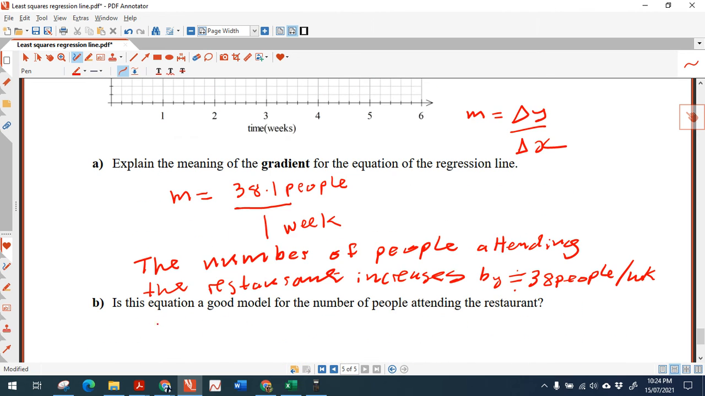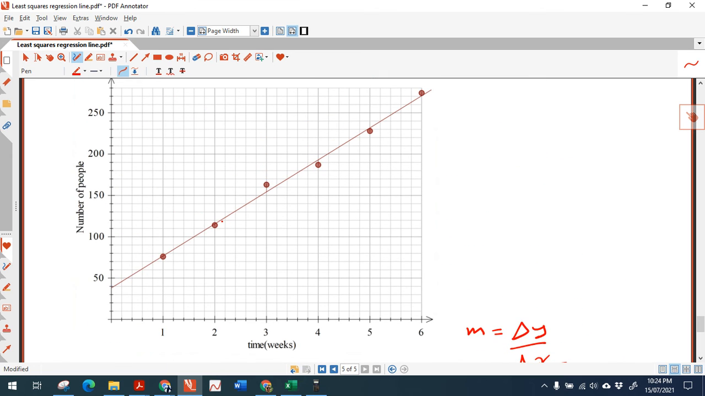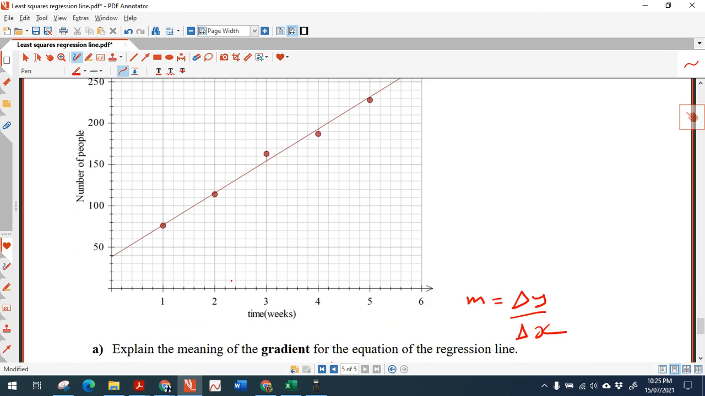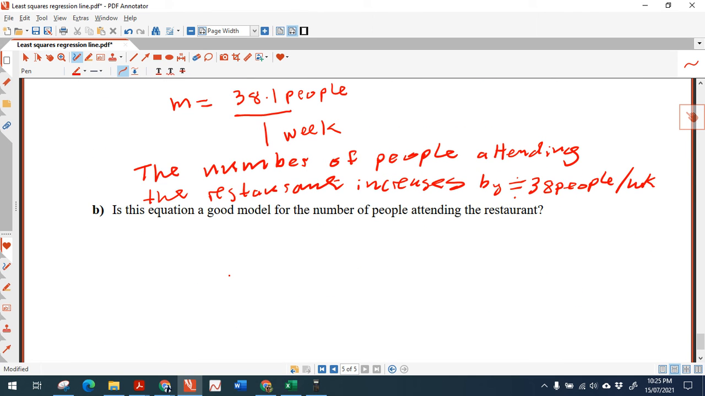Now, is the equation a good model for the number of people attending the restaurant? I think it is a pretty good model because look how close the data points are to the regression line. I think it's an excellent model. The limitation would be that there's only a certain number of seats in the restaurant, so you can't keep filling it with people. Eventually, you're going to run out of room. So I would say it's an excellent model, but obviously there's limits to the extrapolation.